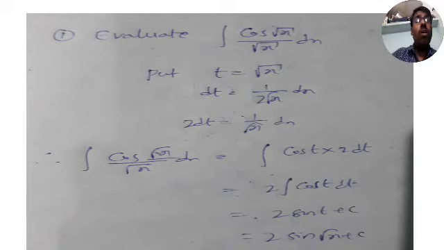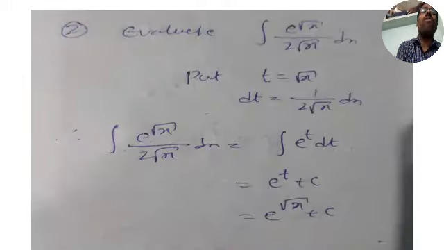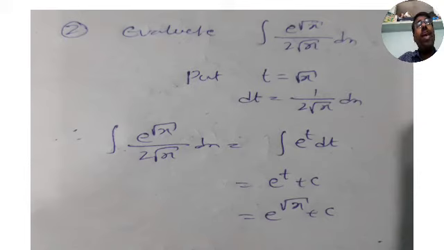So, look at the problem and identify the substitution. That is the first step you have to learn. Now I will give you the second problem. You have to identify the substitution first of all. Evaluate integration of e power of square root of x by 2 root x into dx.